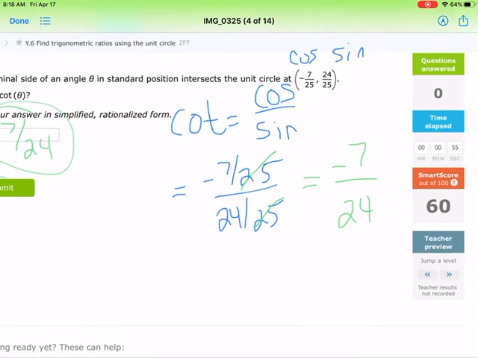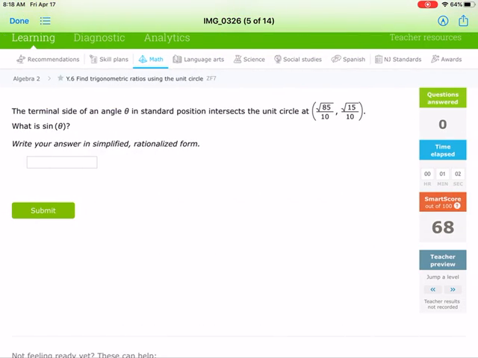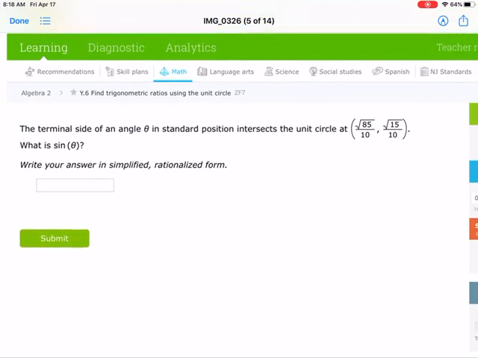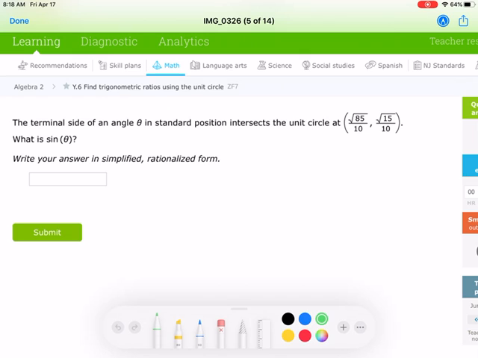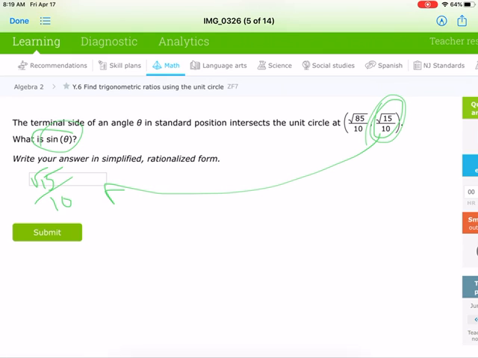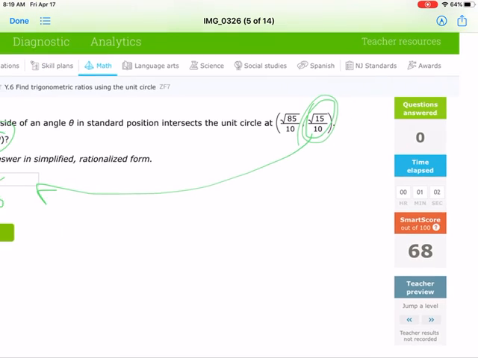And what is this one? Sine. Every single trig function or coordinate is in the format of cosine, sine. I'm just going to keep repeating that. This one's asking, what's the sine of the angle? So that's root 15 over 10. Write the answer in simplified, rationalized form. That already is, so done.